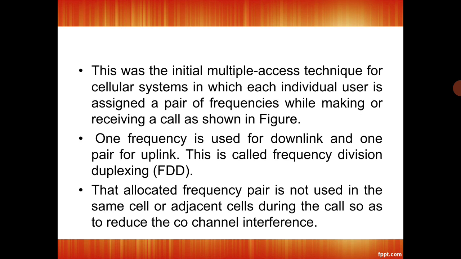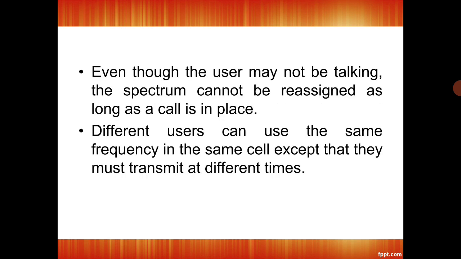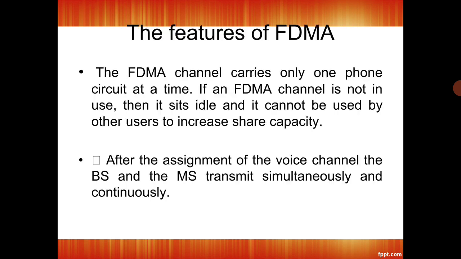The allocated frequency pair is not used in the same cell or adjacent cells during the call so as to reduce channel interference. Even though the user may not be talking, the spectrum cannot be reassigned as long as the call is in place. That is called FDMA. Different users can use the same frequency in the same cell, except they must transmit at different times.